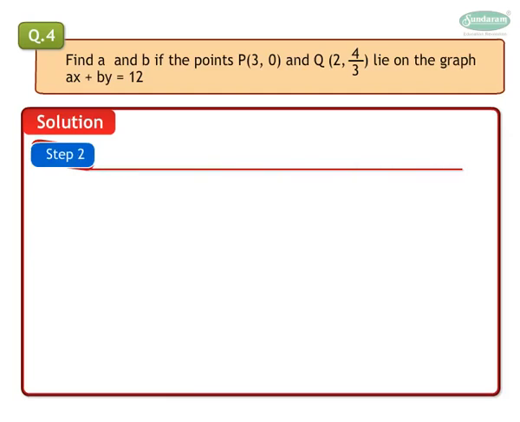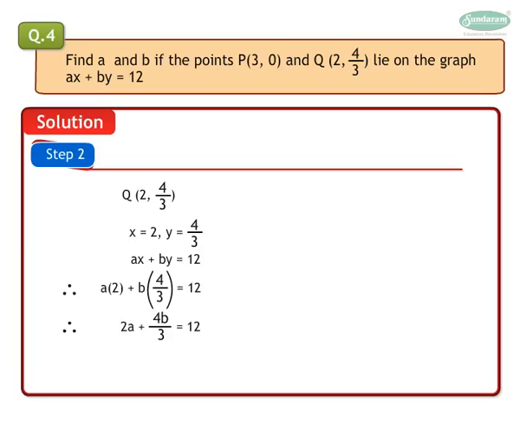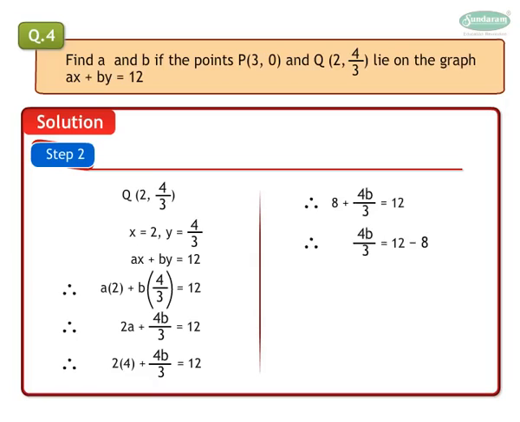Step 2. We now substitute for x and y taking the coordinates of point Q. Hence we write x is equal to 2 and y is equal to 4 upon 3. So, 2a plus 4b upon 3 is equal to 12. Now we know a is equal to 4. Substitute for a and solve the equation for b. We get b as 3. Hence, the value of a is 4 and b is 3. Isn't that simple, students?